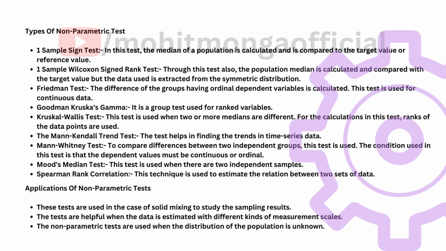The Mann-Kendall trend test. The test helps in finding the trends in time series data. Mann-Whitney test. To compare differences between two independent groups, this test is used. The condition used in this test is that the dependent values must be continuous or ordinal. Mood's median test. This test is used when there are two independent samples. Spearman rank correlation. This technique is used to estimate the relation between two sets of data.